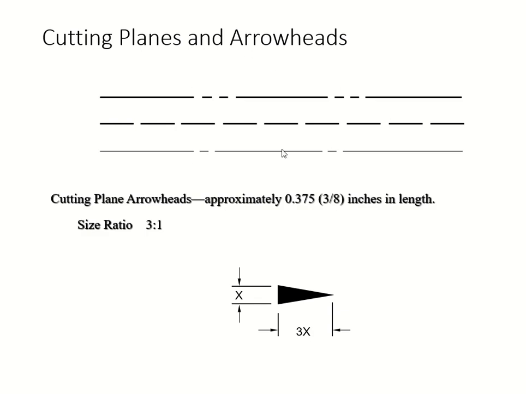After we have studied the cutting plane styles, you have your arrowheads, and we're going with a 3:1 ratio. See the dimension of that: this is 3x, and that's just an x. So that's about 0.375, which is 3/8 of an inch in length.